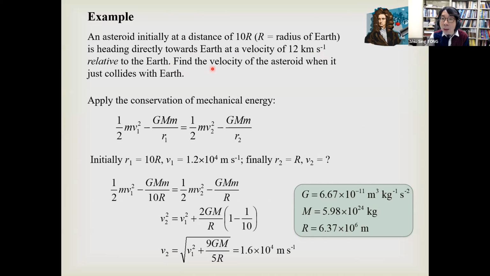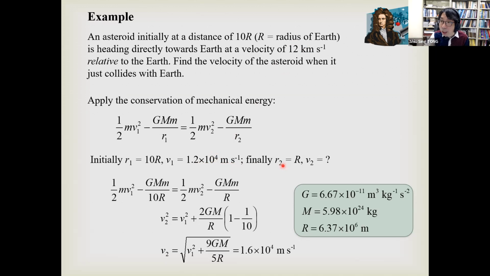So I would like to know what its velocity is when it hits the Earth's surface, when it just collides with the Earth. Because this is a great distance from the Earth's surface, I should apply the potential energy in this general form, minus GMm over R, okay? Initially, I have R1 equal to 10 times the Earth radius, while V1 is 12 kilometers per second, and I convert it into meters. It's 1.2 times 10 to the power 4 meter per second.